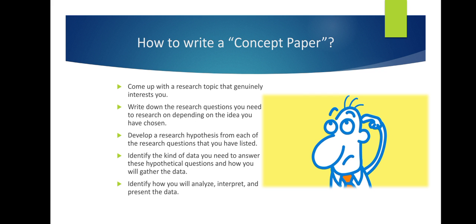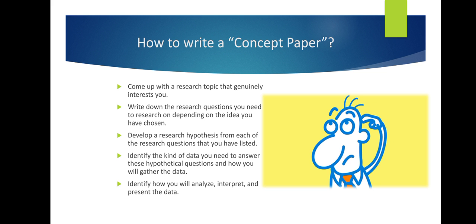Now, how do you create or write a concept paper? You need to consider five things. Number one, come up with a research topic that generally interests you. Now, since you are all divided into strands, and you enrolled there in your strand, we take that you are interested in a particular topic of your strand. So let's say, for example, if you're an ABM student, then therefore you are interested in business, money, economics, and the like. So if you're going to write a concept paper, then you'll be thinking of those things.